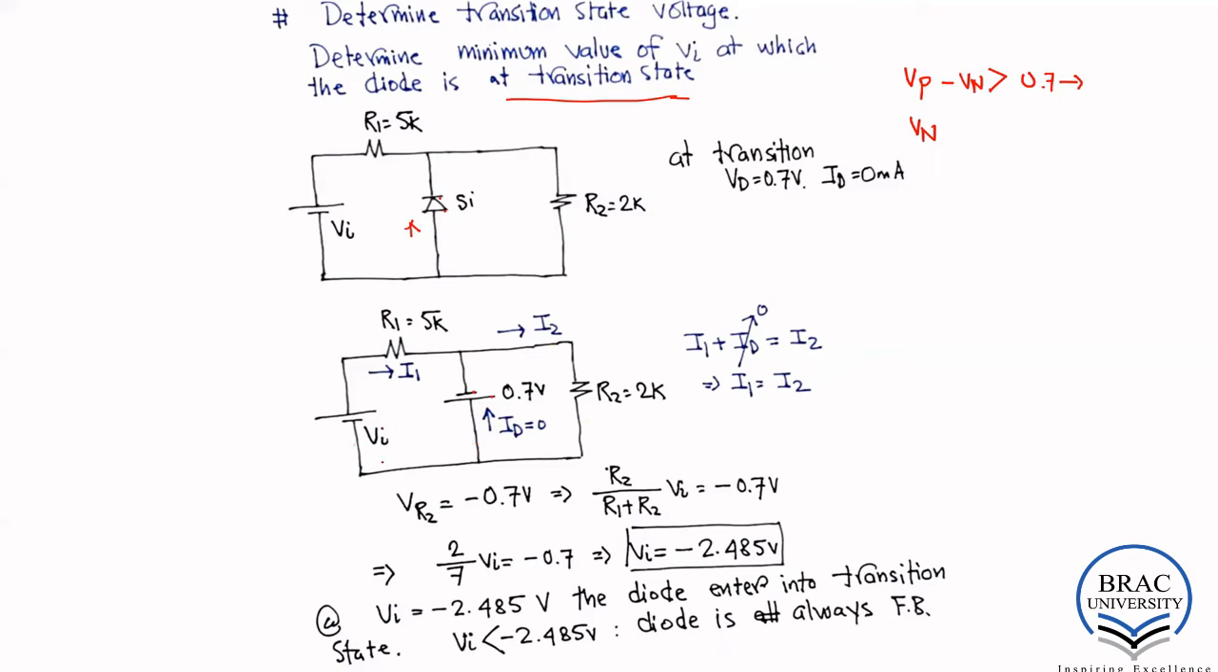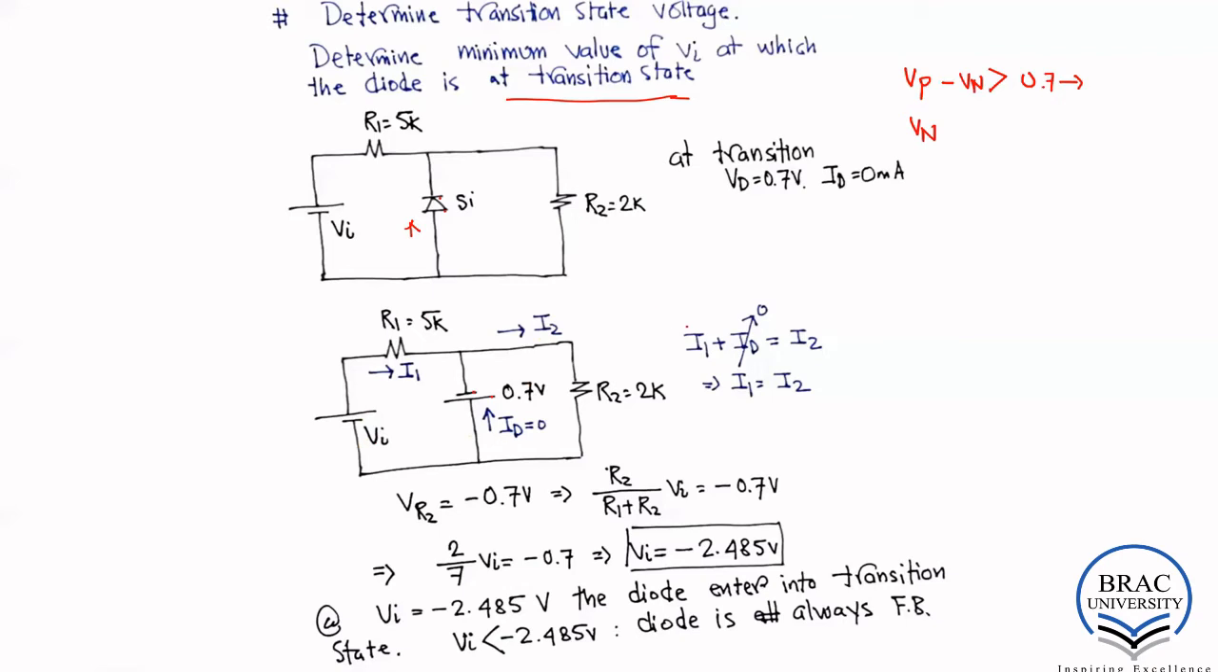So again, I need to determine Vi. I need to determine at what value of Vi we have this condition. Vi can vary to any value, from minus 10 to plus 10 or minus 100 to plus 100. But as it is changing, we can select exactly at what value we're going to have the transition.